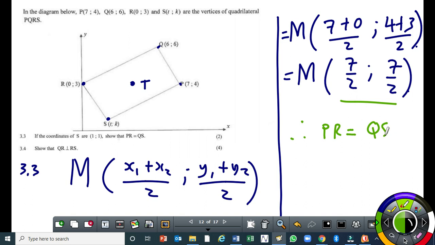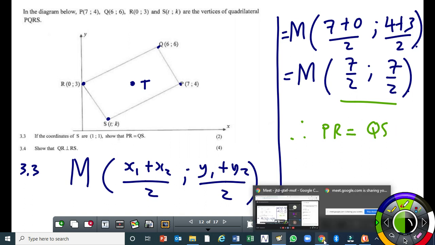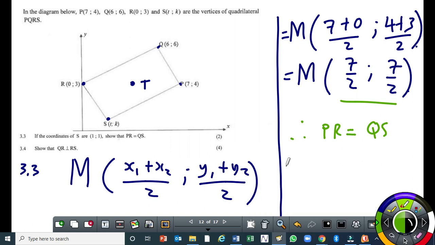Okay? But this is not the only way. As I said, you can calculate the distance of QS, the distance of RP. If they are equal, then you can say therefore PR is equal to QS. All right? Any question there? Right, if you're quiet, then I'll assume that you're following.